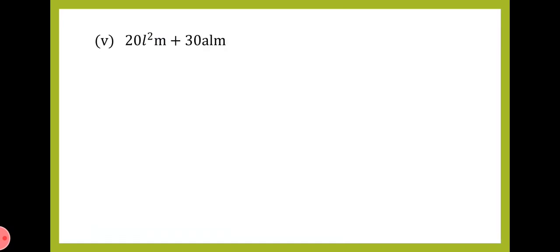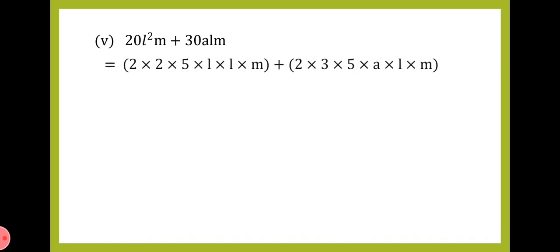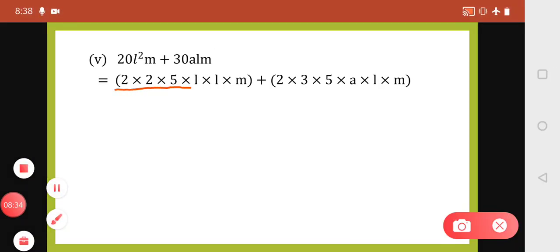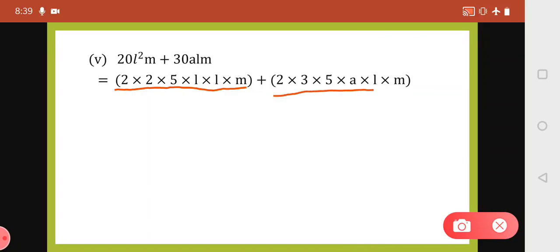20l square m plus 30 alm. Again separately factorizing both the terms, equal to 2 into 2 into 5 into L into L into M. Yes, this is the factorization, factors of the first term, plus sign, then factors of the other term, that is 2 into 3 into 5 into A into L into M. Yes, 2 3s are 6 and 6 5s are 30.